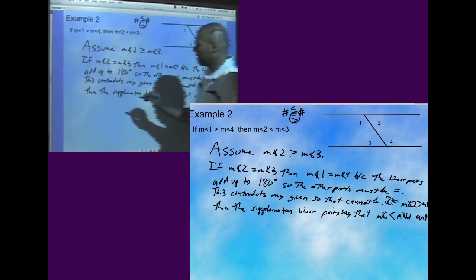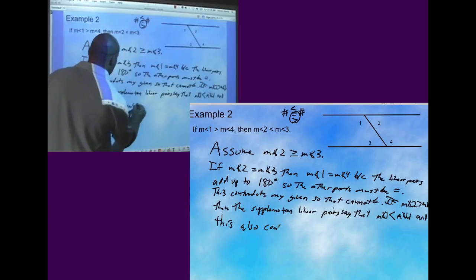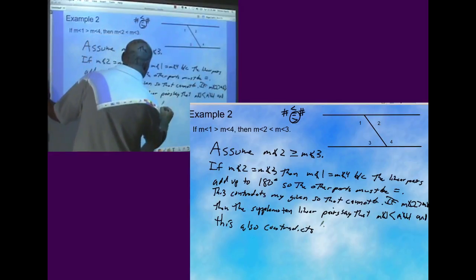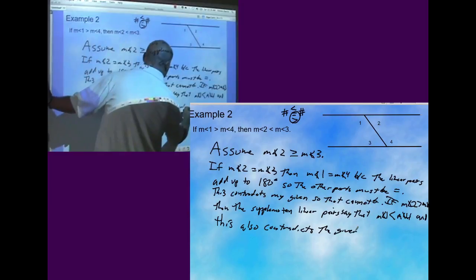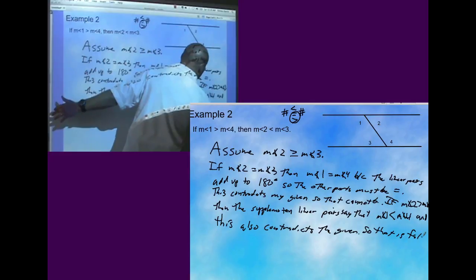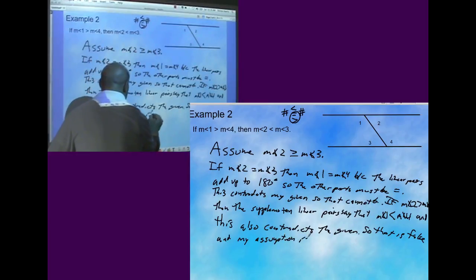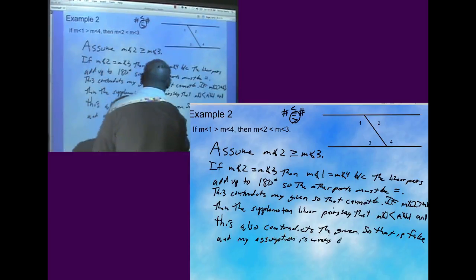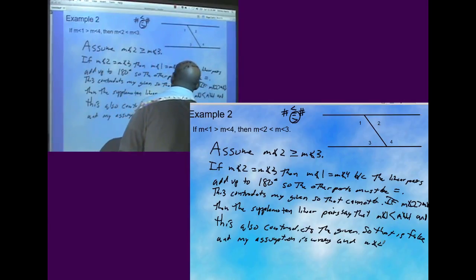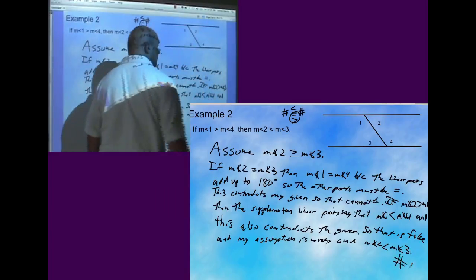And this also contradicts the given. So that is false, and my assumption is wrong, and the measure of angle 2 is smaller than the measure of angle 3. Game over. All right? That's not an easy process.